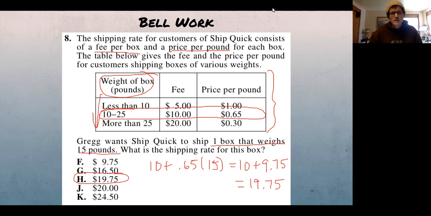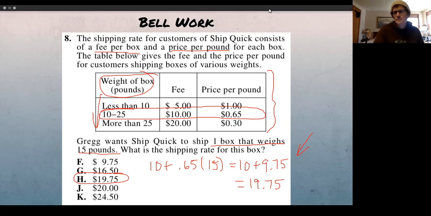Notice with a lot of these problems, the calculations themselves are not that complex. The complexity comes from having to read the diagram, read the table, read all the words, and understand exactly what they're asking you to calculate. That's where it can get a bit more complex. But hopefully, if you did make a mistake, you can catch where that mistake was made.